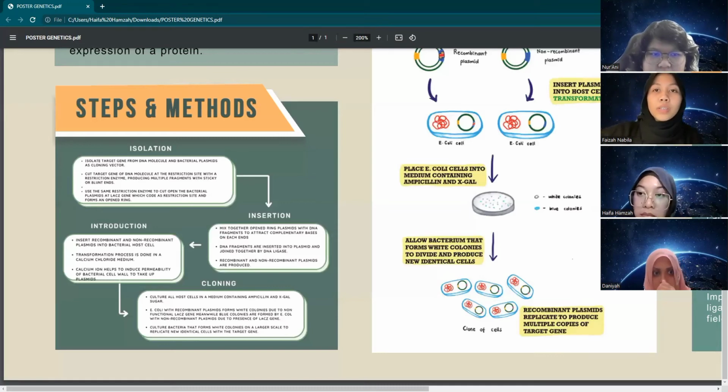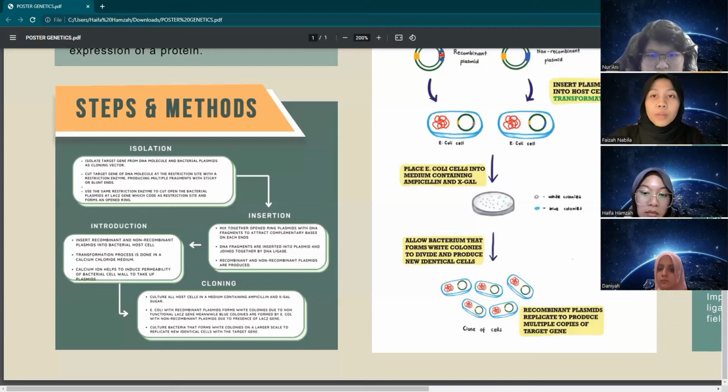So this stage is the insertion of the target gene into the cloning vector, which is our plasmid. The open ring bacterial plasmid will be mixed together with the target gene fragments. The exposed bases on the sticky or blunt ends of both the plasmid and the target gene will attract the complementary bases at other sticky ends by forming hydrogen bonds.